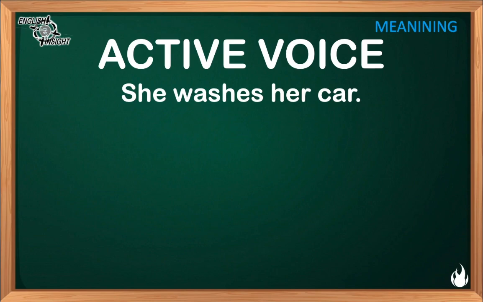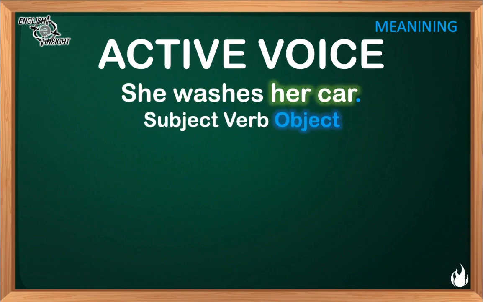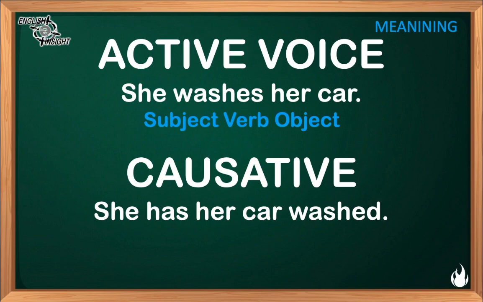She washes her car. It follows the next structure: subject, verb, and object. This structure is to show that the subject is responsible for the action, and the object receives or is affected by the action. On the other hand, the causative version of passive voice follows the next structure.